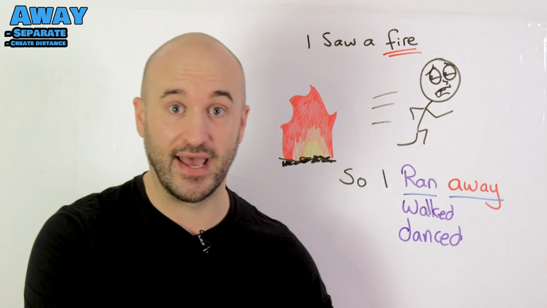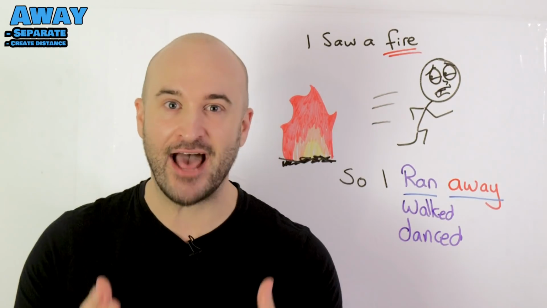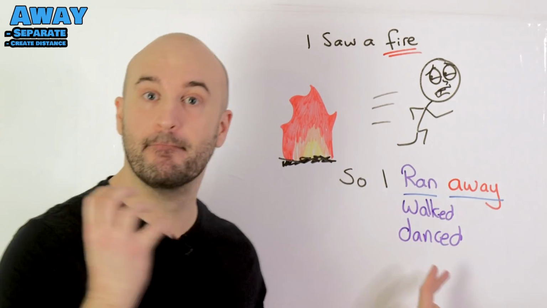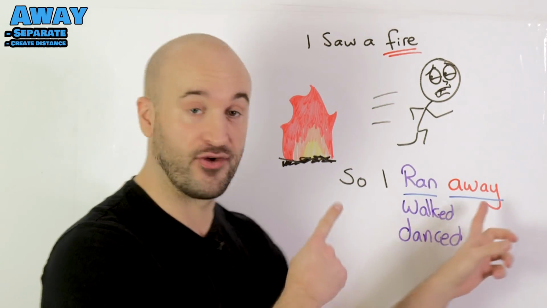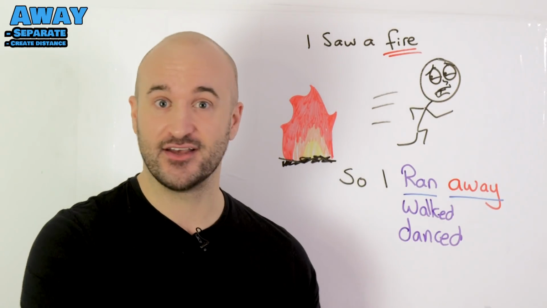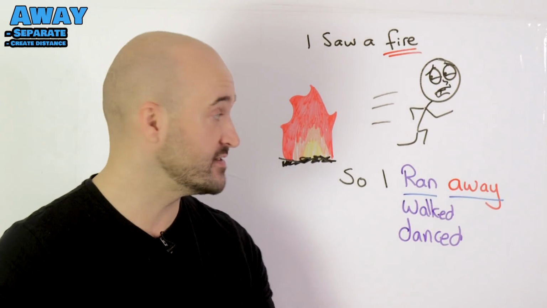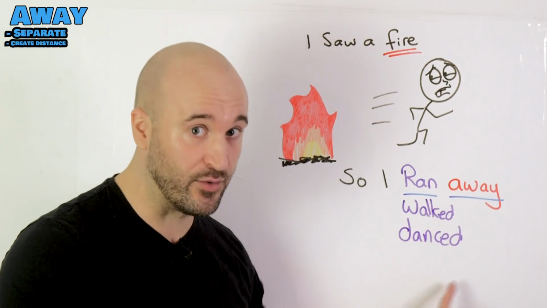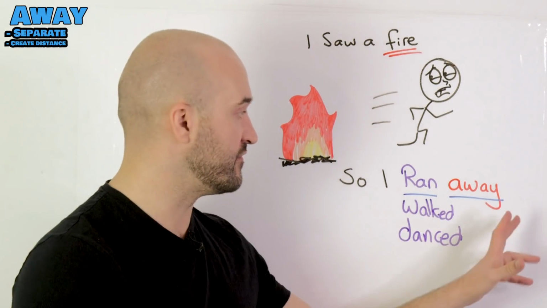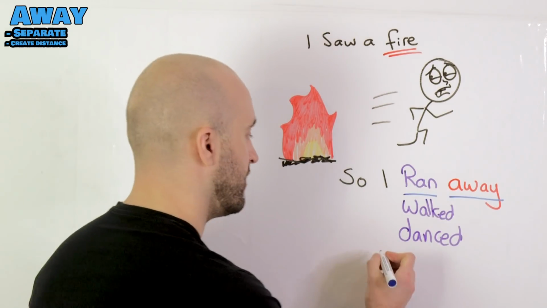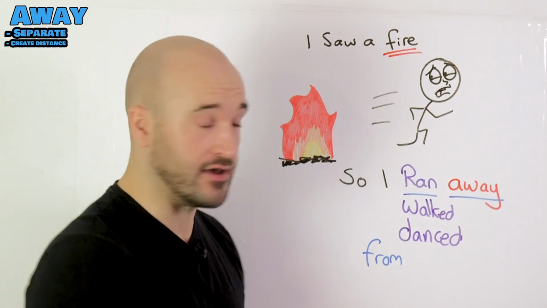I danced away. I separated myself from the fire by dancing. And think of any verb that uses motion. Fly, drive. Put that with away. Now you understand that. You've learned at least 20 new phrasal verbs because you learned the preposition and how a phrasal verb works. Now you could, at the end of this, say, I ran away from something, from the fire.